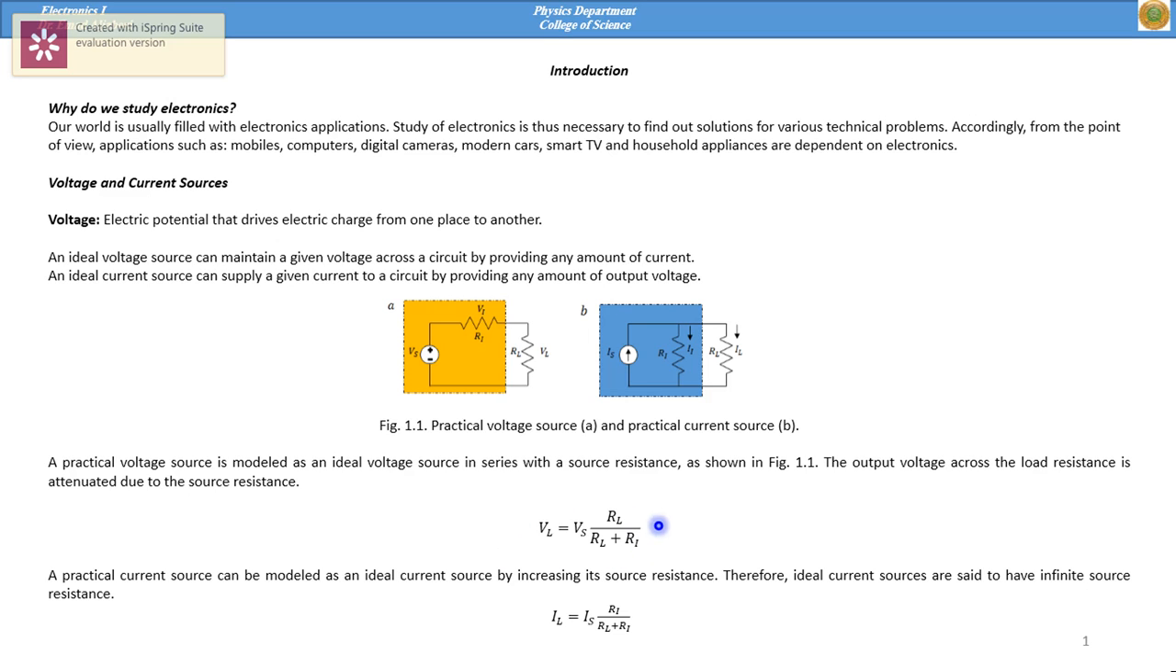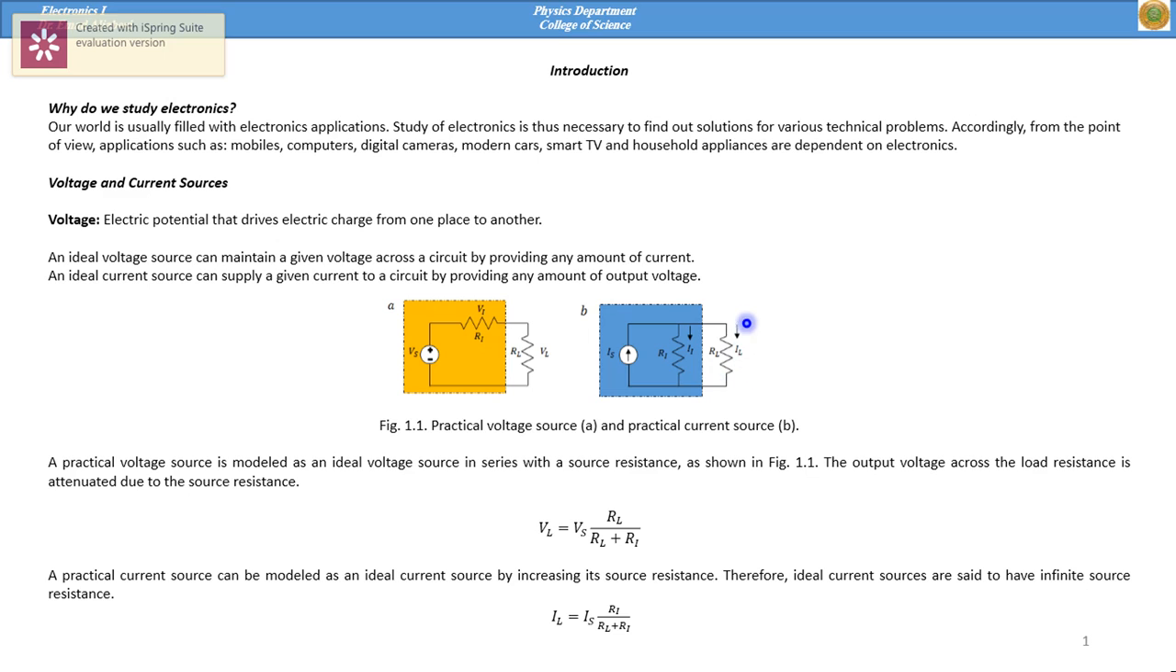We can see from this equation V L should be less than V sub S unless R I is equal to 0. When R sub I is equal to 0, we can say this voltage source is an ideal voltage source. Actually there is no ideal voltage source because there is an internal resistance.